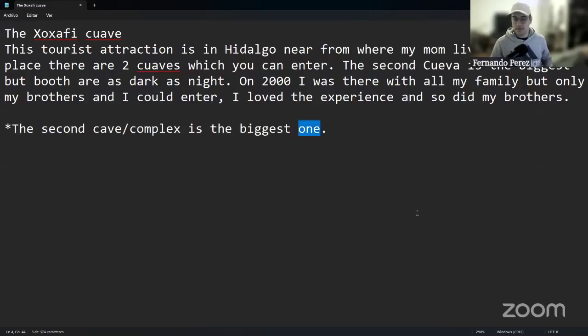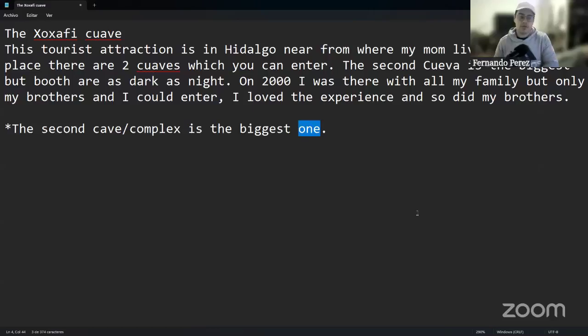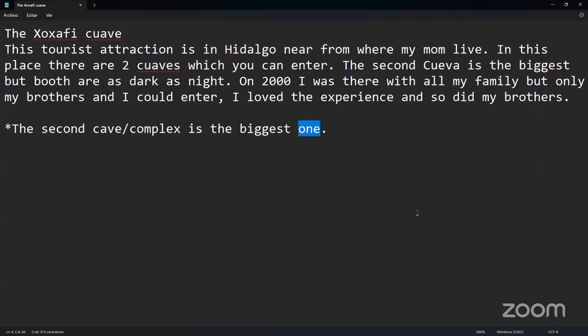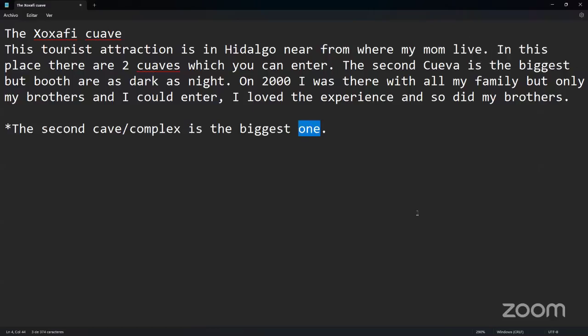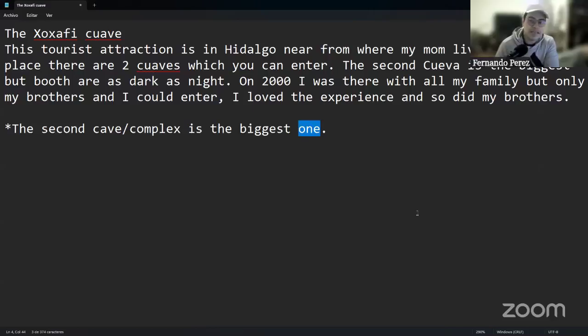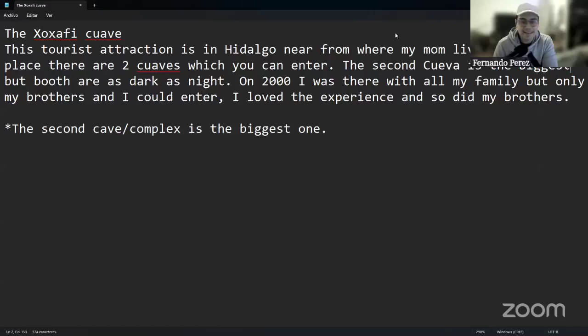Why do we use one? To avoid using cave again, but not only to avoid using cave again. The word biggest is an adjective, and you need something here. It's incomplete. Never leave an adjective alone.